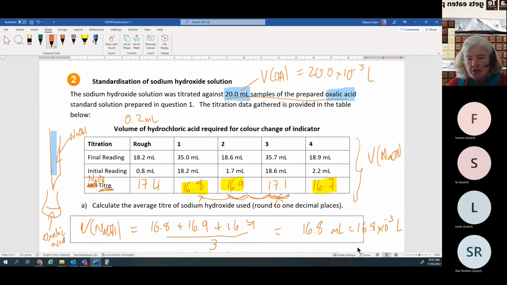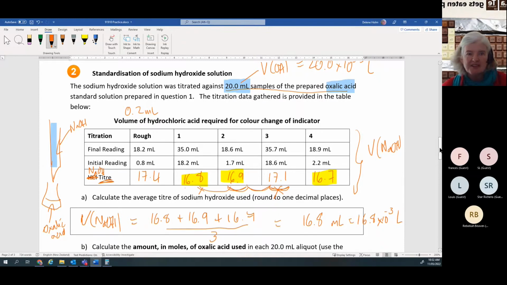Any questions so far? All good? Okay, so as I say, you'll be given exactly the same sort of thing in the first part of the assessment. You're going to be given titration results. You've got to calculate. You've got to do your average. And in the assessment task, there won't be these silly errors.